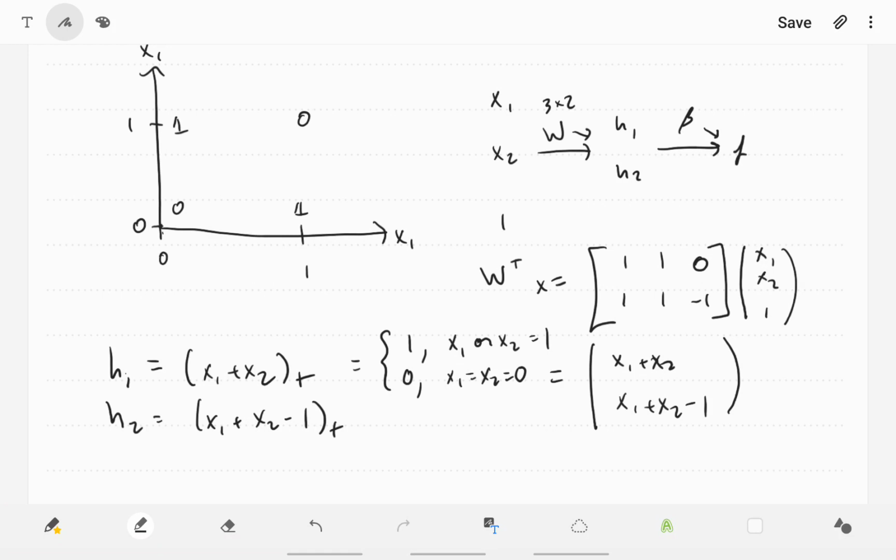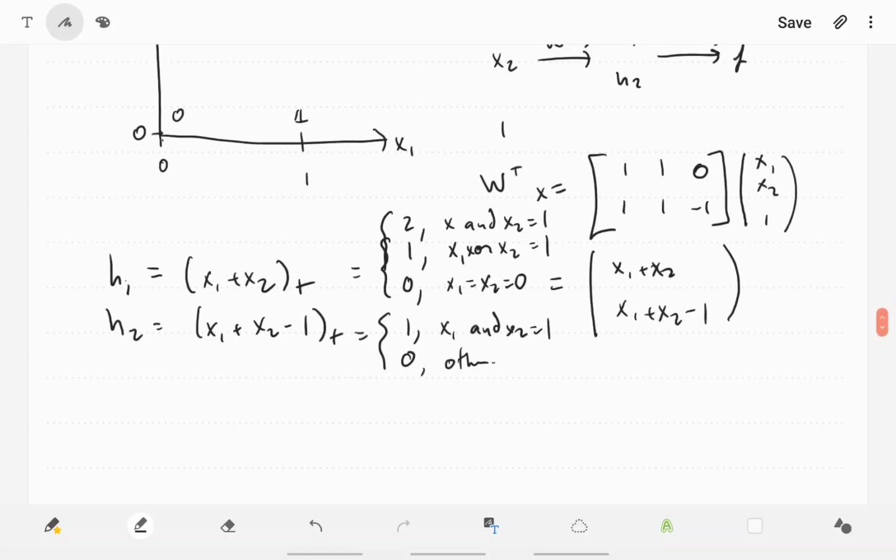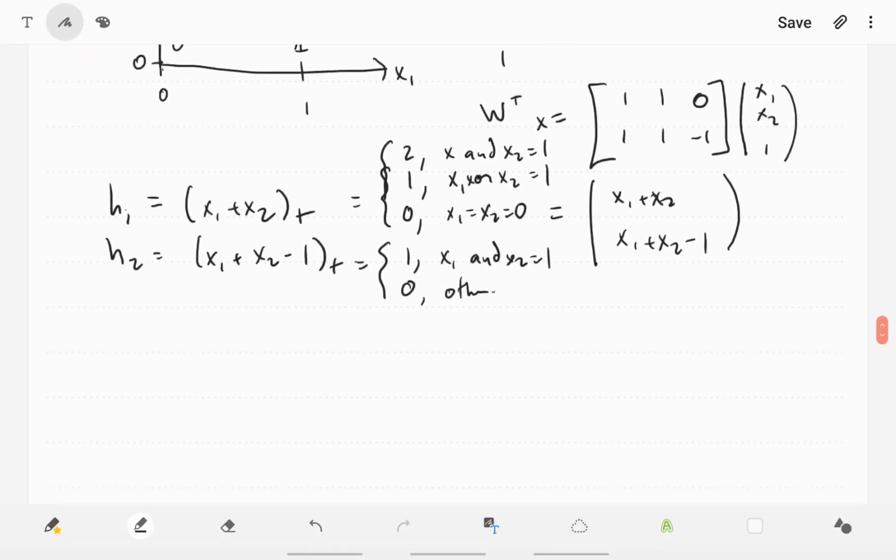And then the positive part of x1 plus x2 is also 2 if both x1 and x2 are 1. So it's equal to XOR. Sorry about that. Right. And then this other one is just equal to 1 if x1 and x2 are both 1, and 0 otherwise. So that's our hidden units.